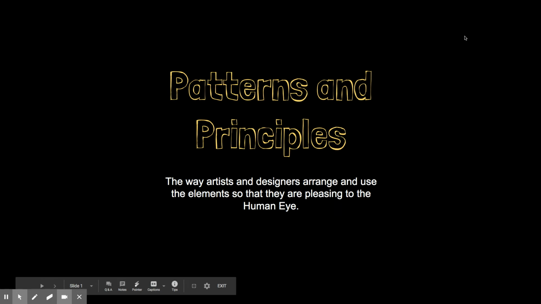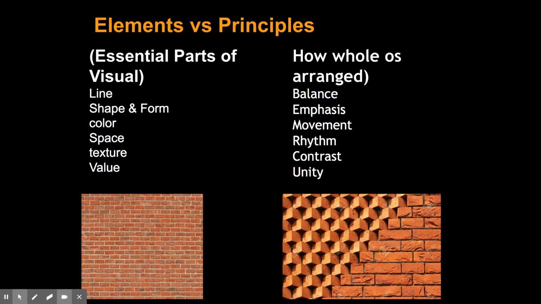So the principles and patterns. When we talk about the principles, what I want you to think about is that over human culture, over the years, we have come up with things that we all agree look beautiful or look cool or look pleasing to the eye, right? So when we're talking about principles, these are essentially aesthetics, things that we as human beings have decided look good, how things are arranged to look good, okay?